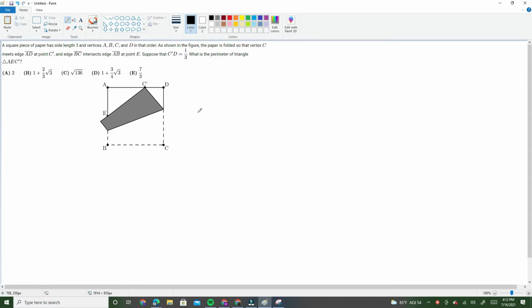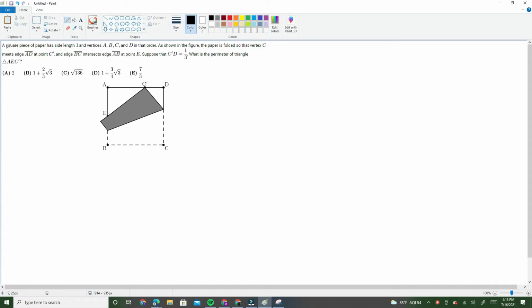2021. Now, this problem is actually surprisingly easy for a number 21, because even though it looks a little bit tricky with the confusing diagram, it is actually a pretty standard geometry problem, and we're only going to be using simple geometry concepts like similarity and the Pythagorean theorem. So without further ado, let's just get into the problem.